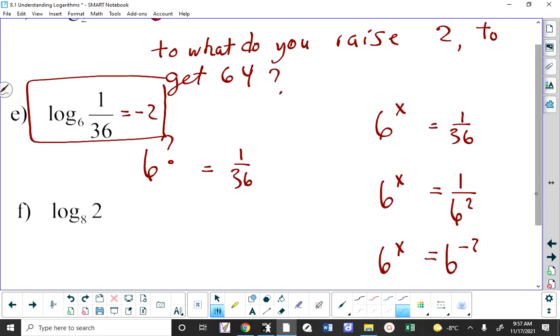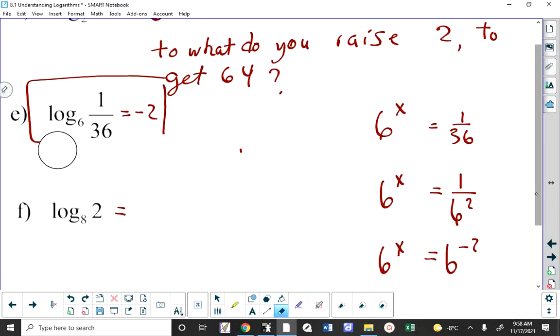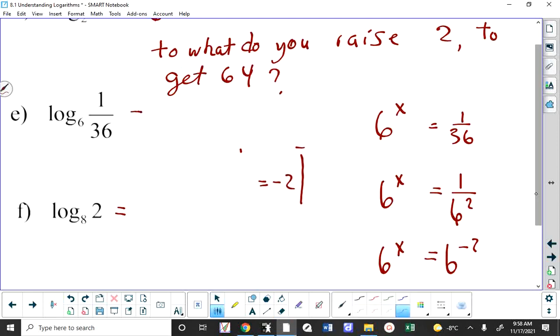Okay. What about log base 2 of 8? Again, one that I would like you to just think about. Let me give you a few seconds to let that percolate in your brain. What this is saying, and everything I'm writing here, this is all just kind of scrap paperwork.